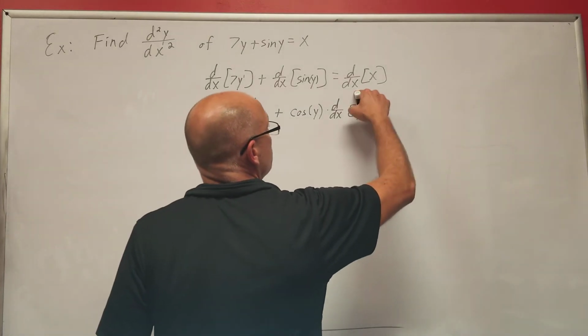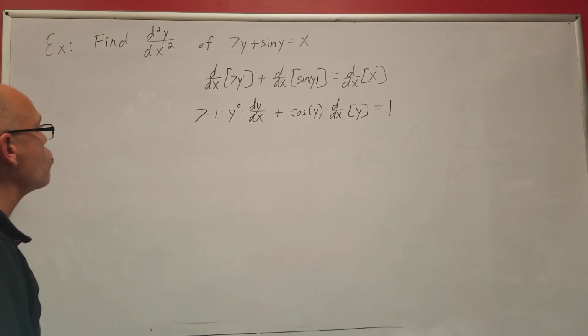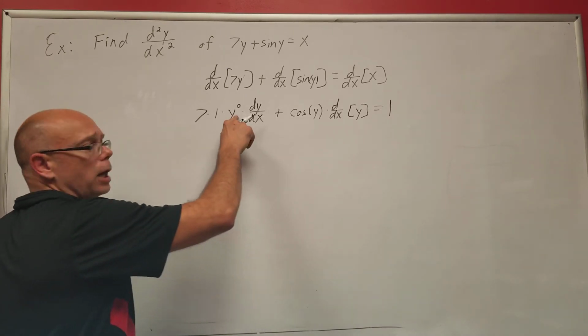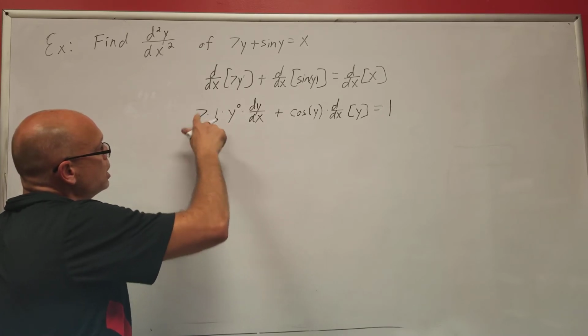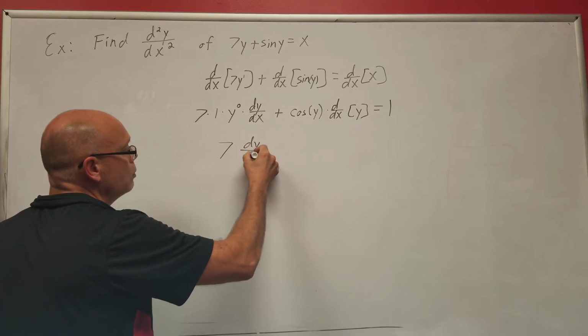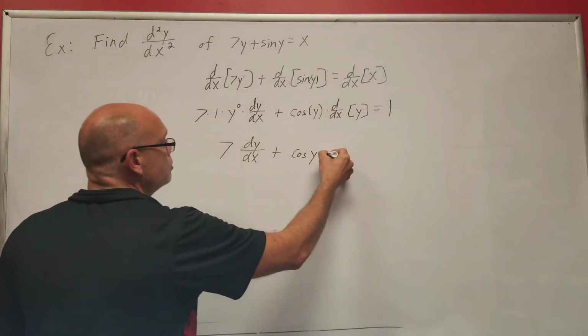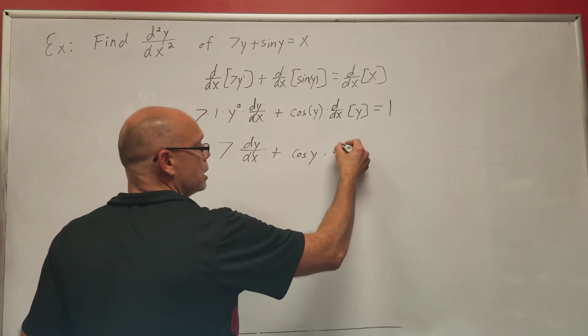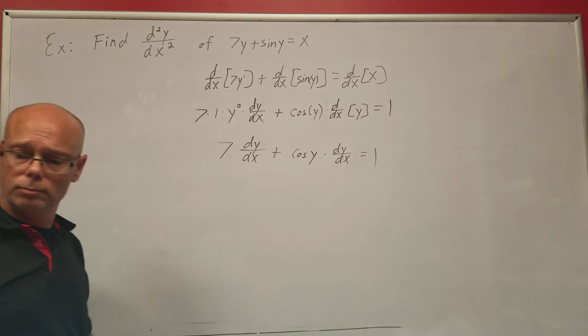It's equal to the derivative with respect to x of x, which is 1. What's y to the 0? That's just 1. So 1 times 1 times 7 is 7 times dy over dx, plus the cosine of y times dy over dx is equal to 1.